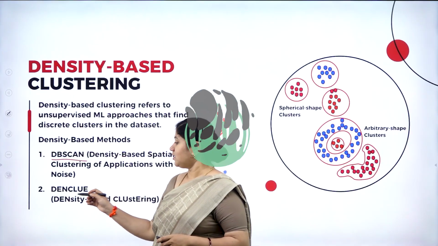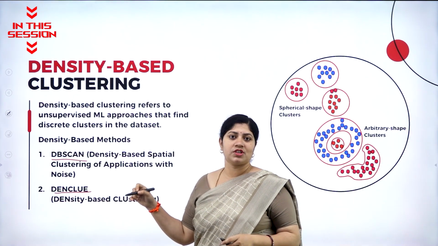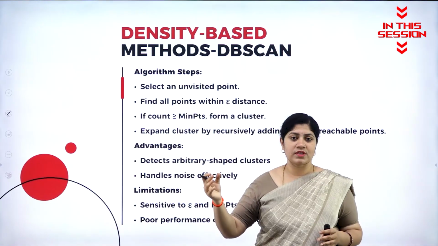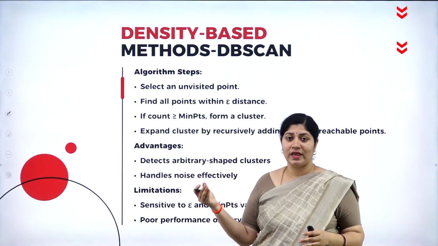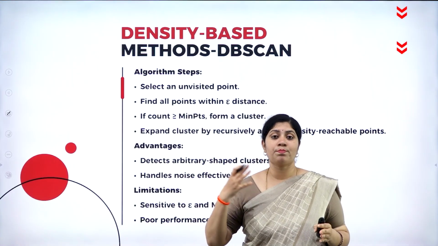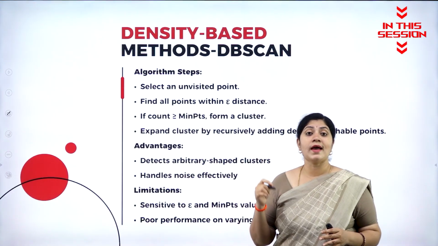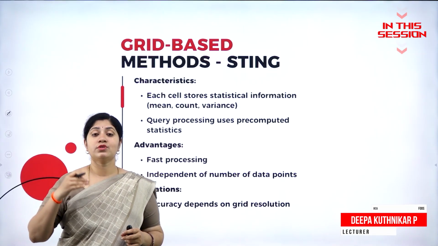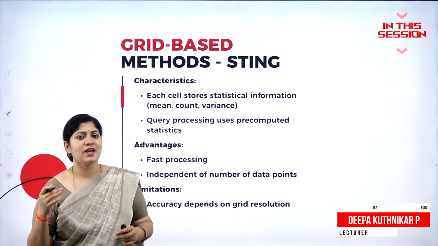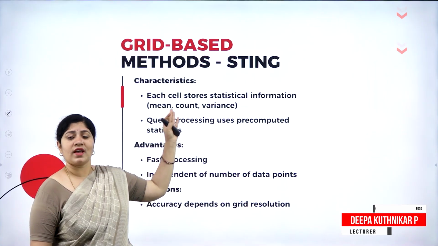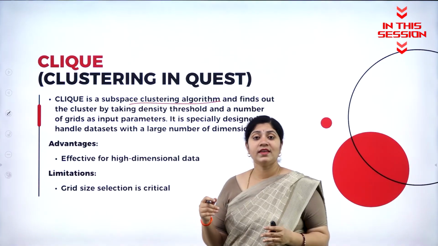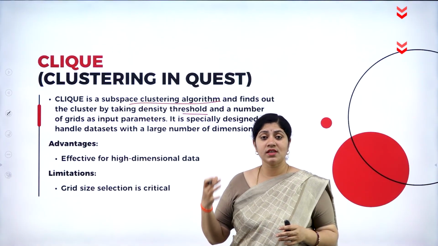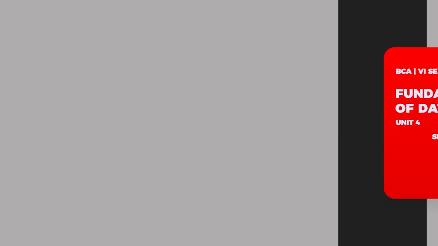Then the second method is DENCLUE, which is a short form of density based clustering. We have selected an unvisited point. Up next, we are supposed to find all the points that fall within the epsilon distance, and each cell will store the statistical information like mean, value, count as well as the variance values by taking the density thresholds and a number of grids as input parameters.